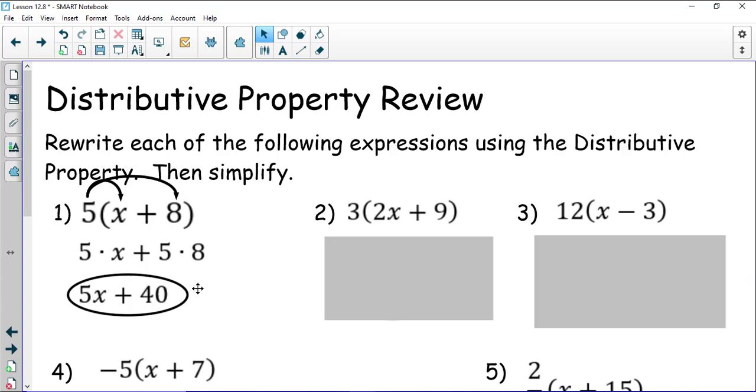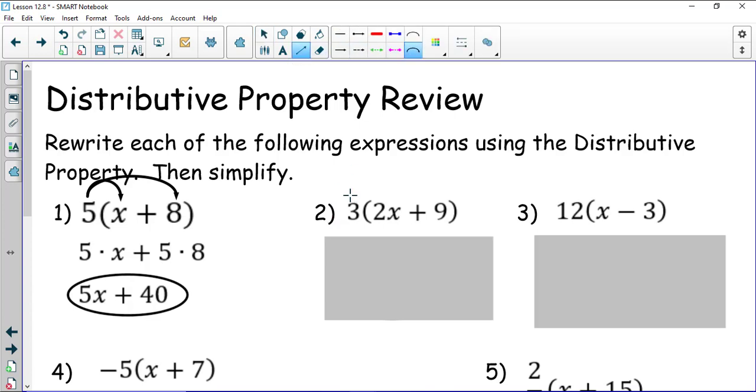The biggest mistake I see students make is they take 5 times x, which is great, but they forget to distribute the 5 to the 8. You've got to take 5 times 8 to get 40 as well. All right, let's take a look at number 2. So we're going to distribute the 3 to both the 2x and the 9.